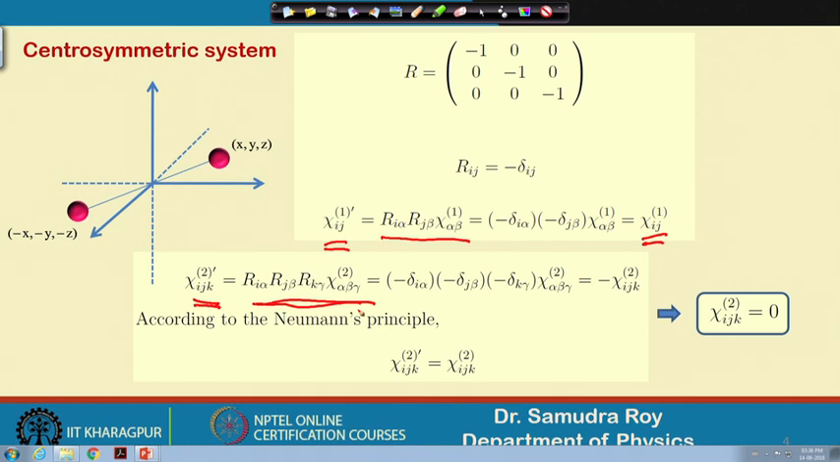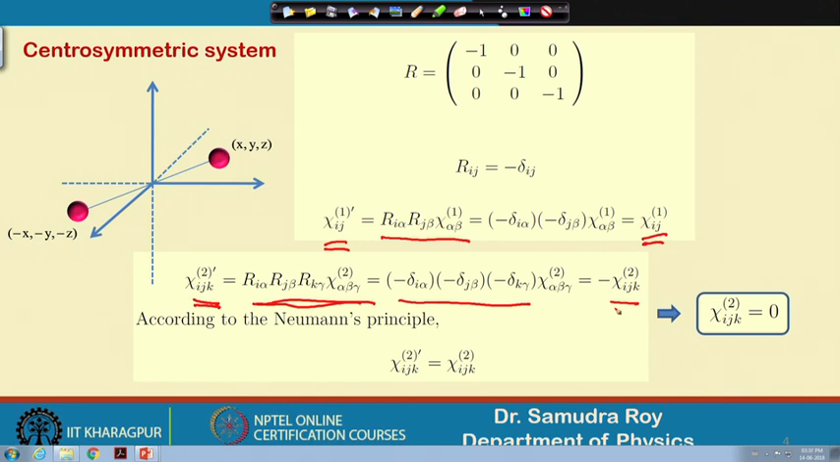namely alpha, beta, gamma, where alpha beta gamma is summed over, then this relation suggests that it should be minus δ_iα, minus δ_jβ, minus δ_kγ, because R_iα, R_jβ and R_kγ is nothing but the delta function with a negative sign, and when I put all these terms together, I will find the susceptibility χ_ijk with a negative sign. So, what is the meaning of that?